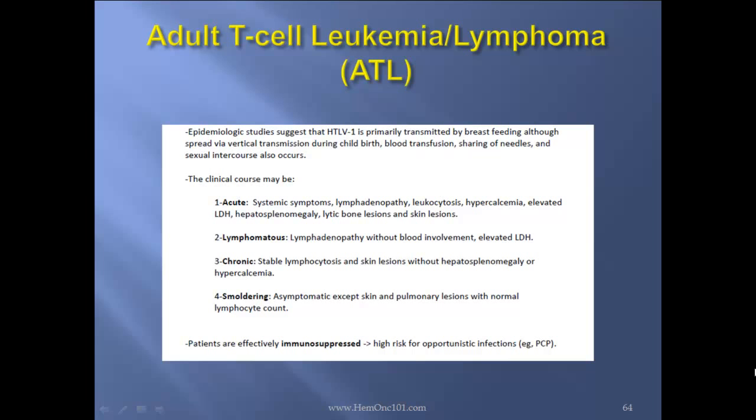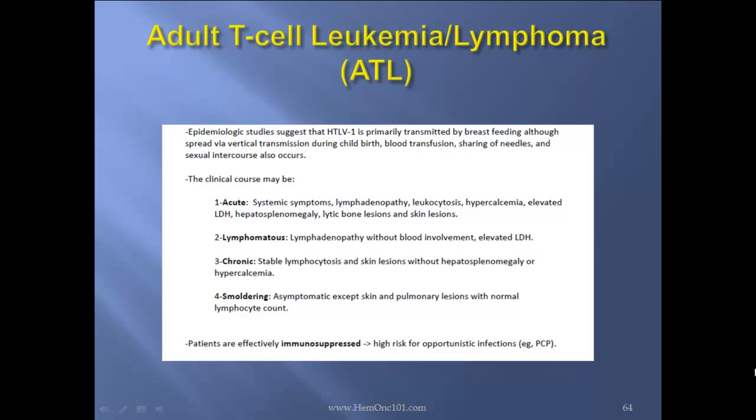Clinical course might be 4 different types. 1. Acute, which includes systemic symptoms, lymphadenopathy, leukocytosis, hypercalcemia, elevated LDH, hepatosplenomegaly, lytic lesions, and skin lesions. 2. Lymphomatous: lymphadenopathy without blood involvement and elevated LDH. 3. Chronic: stable lymphocytosis and skin lesions without hepatosplenomegaly or hypercalcemia. 4. Smoldering: asymptomatic except skin and pulmonary lesions with normal lymphocyte count.